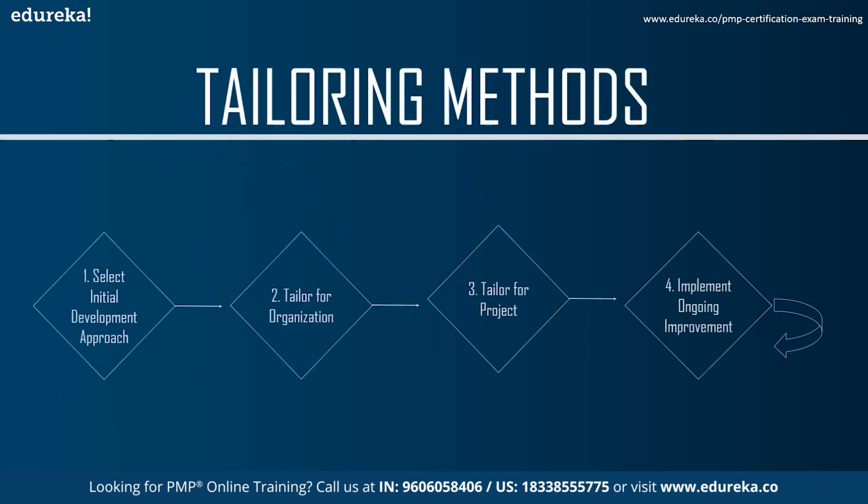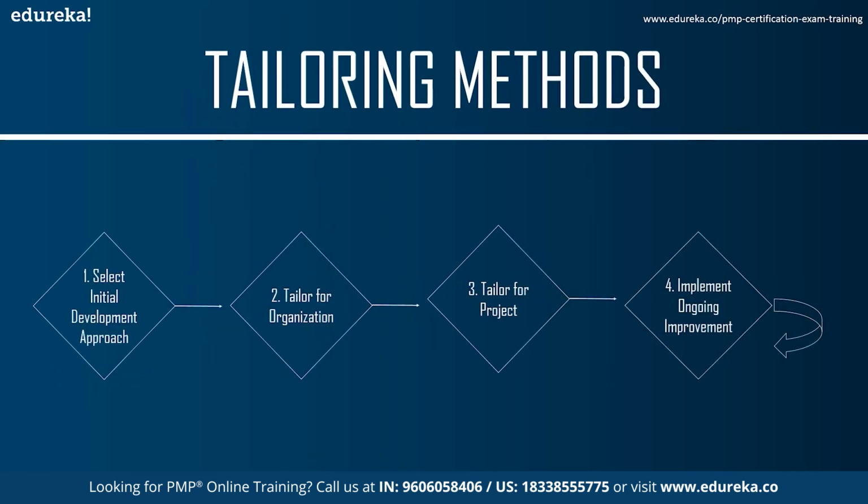So tailoring methods, as outlined in the PMBOK Guide 7th edition, has basically 4 steps. The first step is to select the initial development approach. Here you will be able to choose a development approach best suited to the endeavor. The second step is tailor for organization. Here you will have to modify based on organizational requirements.